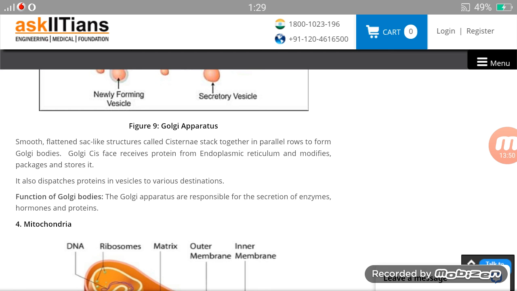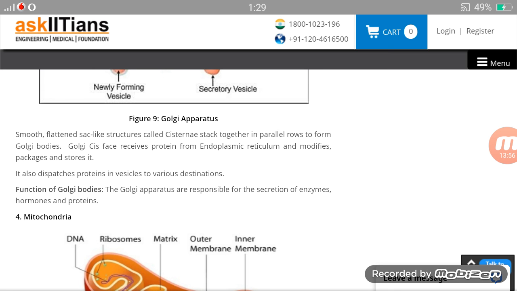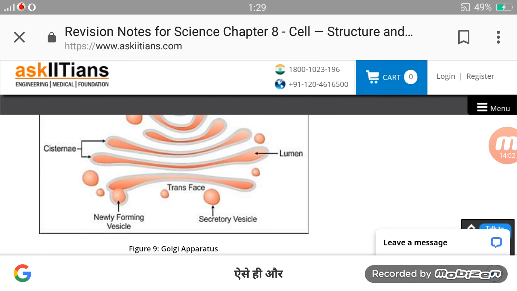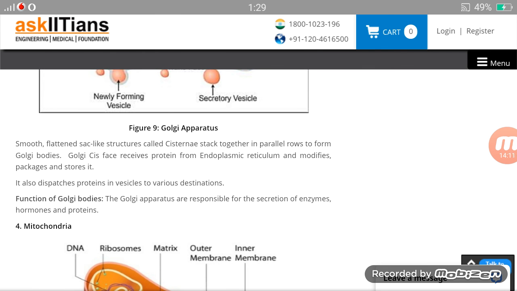Smooth flattened sac-like structures are called cisternae stacks, as you can see in this picture. Cisternae stack together in parallel rows to form Golgi bodies. You can see that the cisternae stacks are together in a type of parallel row, and then they form Golgi bodies.